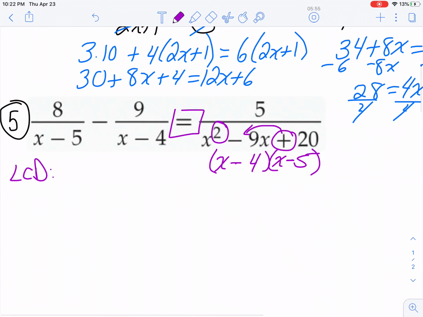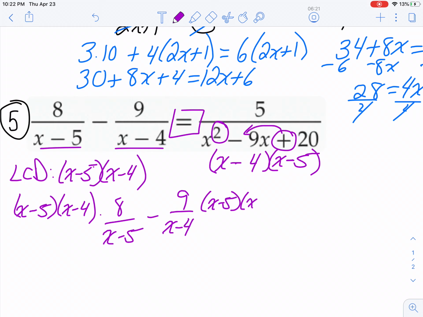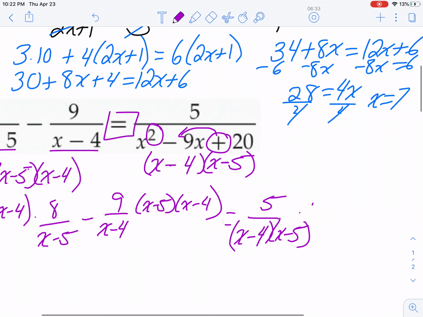And what do you know? My factored form is the exact same as my first two fractions. So my LCD here is x minus 5, x minus 4. And so I'm going to multiply every term in this problem by x minus 5, x minus 4, times 8 over x minus 5, minus 9 over x minus 4, times x minus 5, x minus 4, equals 5 over x minus 4, x minus 5, times x minus 4, x minus 5.